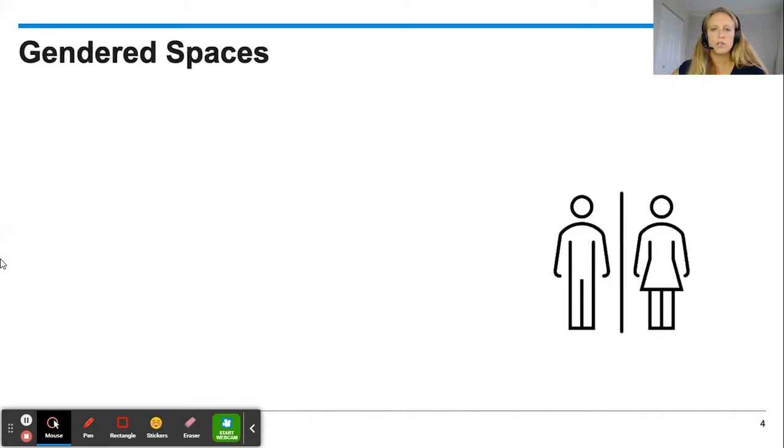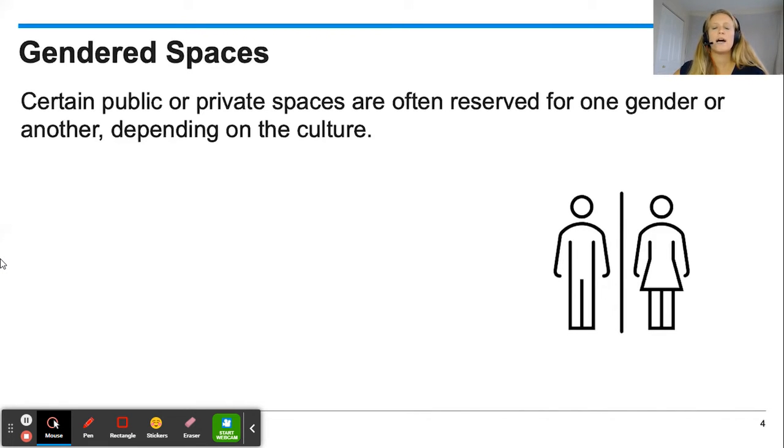One other important term before we get started is gendered spaces. So there's a lot of different private and public spaces that are often reserved for a specific gender depending on your culture. It helps to use an example. So for example, in the United States, a very common one is locker rooms, where men and women are divided between the two private locker room spaces.